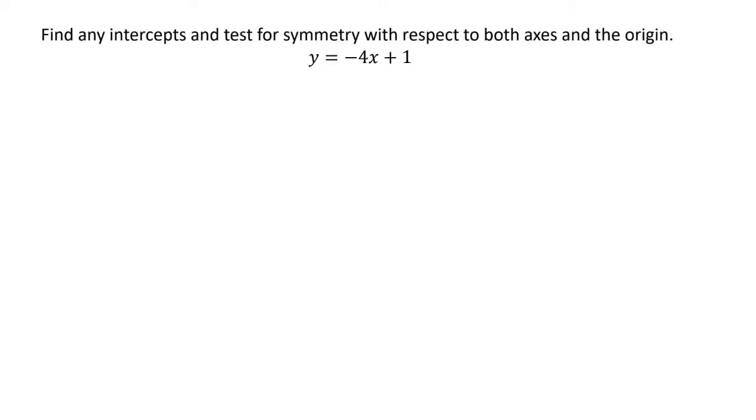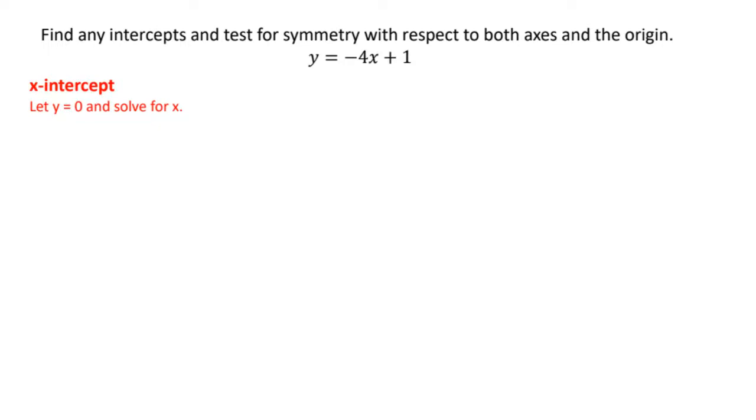Okay. All right. Let's look at this next example. Find any intercepts and test for symmetry with respect to both axes and the origin. So hopefully by now we know that to find intercepts, what that means is where the graph is crossing either the x-axis or the y-axis. So to find the x-intercepts, we set y equal to 0. To find the y-intercepts, we'll set x equal to 0. So let's go ahead and do that first.